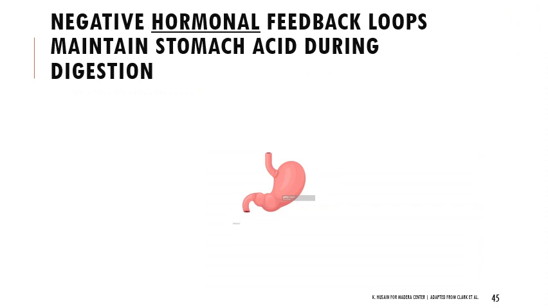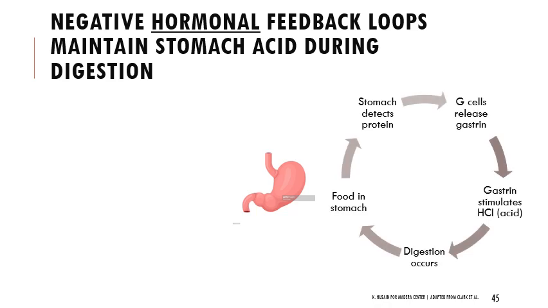There's also hormonal control of digestion. So we have a couple different feedback loops that are in place to maintain stomach acid during digestion. As food enters your stomach, it detects protein present. Cells called G cells release a hormone called gastrin. That gastrin stimulates the production of HCl, or hydrochloric acid, from parietal cells lining your stomach, and digestion is able to occur.